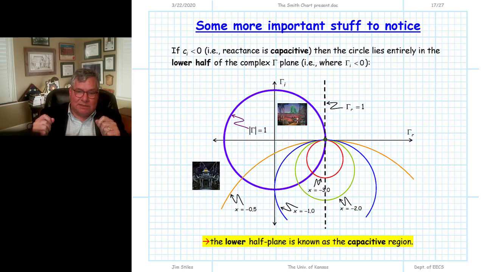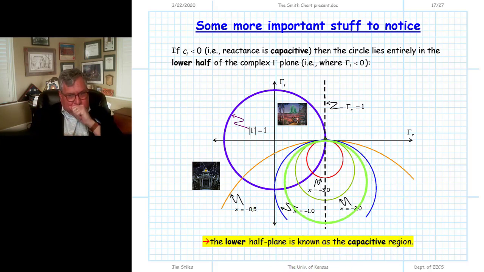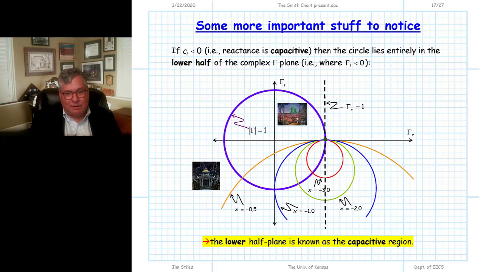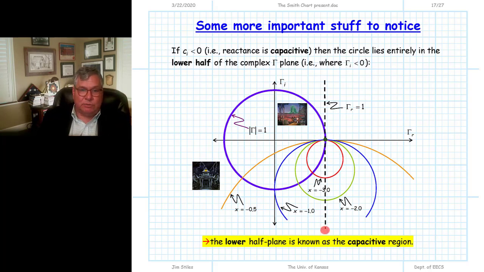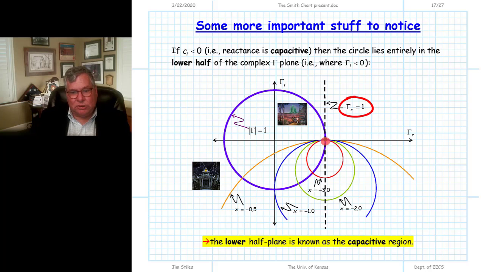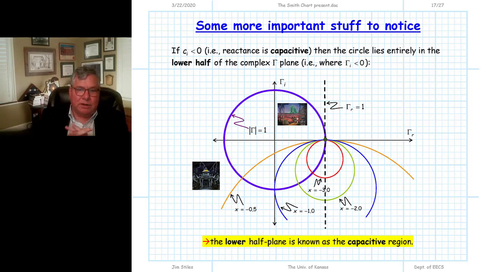Once again, as the value of CI approaches minus infinity, the radius of each circle will become smaller and smaller until it converges to the open circuit point. As the value of CI becomes more and more negative, the center of the circles likewise will slide toward the open circuit point, but they'll slide again along this contour gamma R equal to 1. As CI becomes more negative, it slides upward along that contour to the open circuit point.